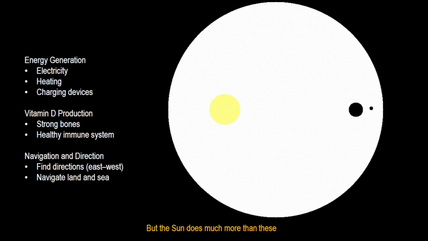The sun is also very important because it gives us vitamin D. It helps our body to produce vitamin D, which is important for strong bones and a healthy immune system. We also use the sun for navigation in ancient days, even now. For instance, the sun rises from the east and sets at the west.